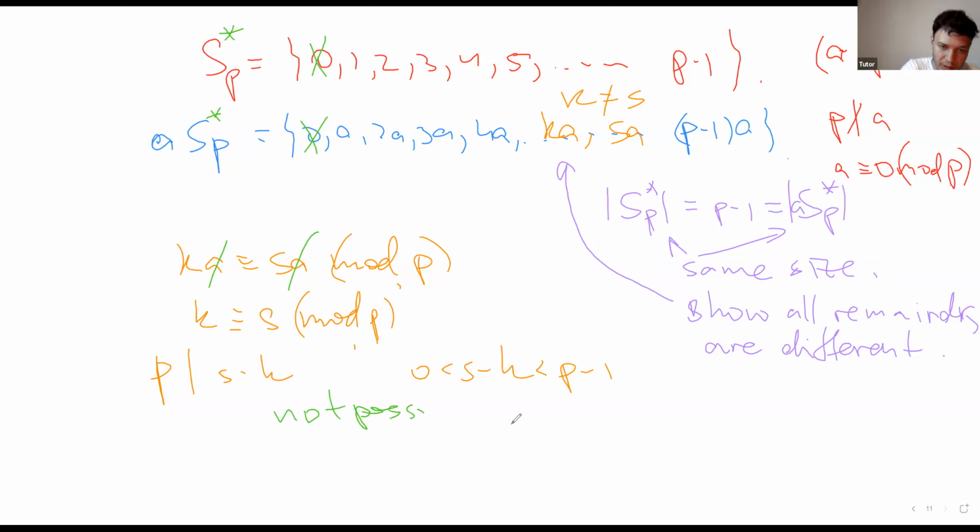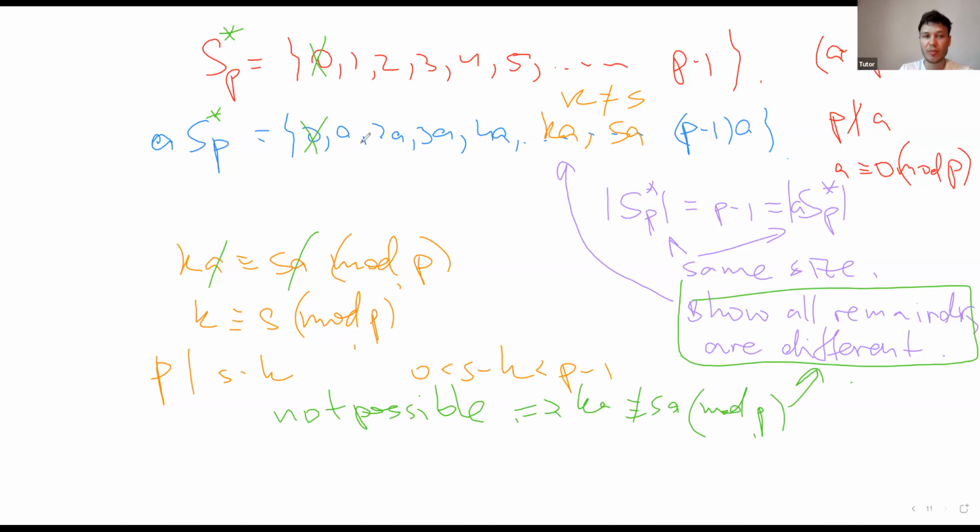So it means, well, what does it mean? It means that Ka is not congruent with Sa mod P. So what it means is that they're all different remainders, right? So now what do you have? If they're all different remainders, and there is P minus 1 of them, and there can only be P minus 1 remainders, they have to be exactly these remainders. So this set, A, 2A, 3A, 4A, all the way until P minus 1 times A, and this set, they have to be the same set. This is the set that has all the possible remainders.